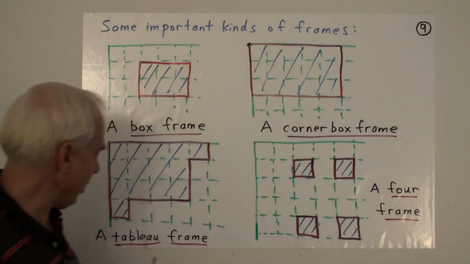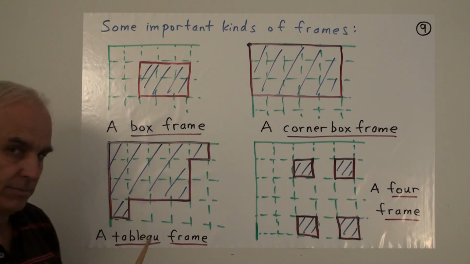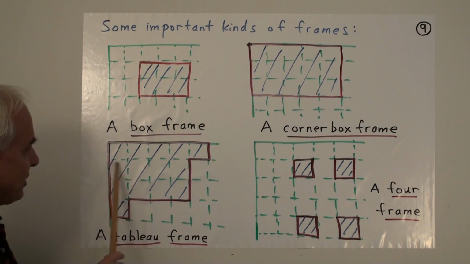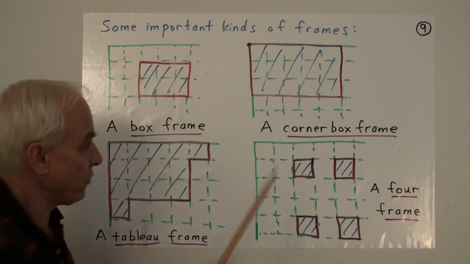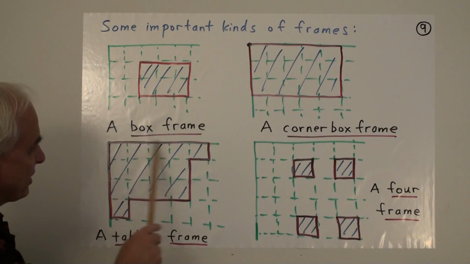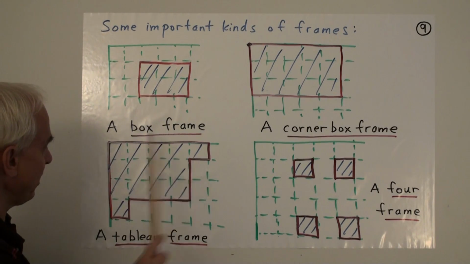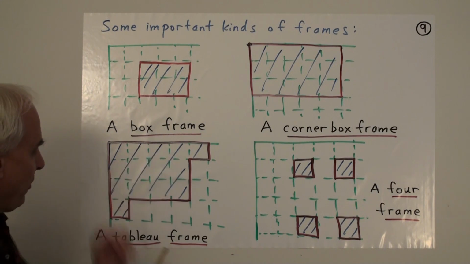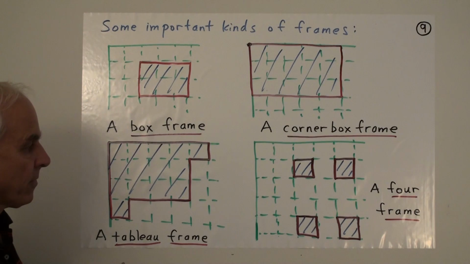So for example, a somewhat more advanced topic, this is a tableau frame. It's like a corner box frame, but there's a union of them. So it's by definition a union of corner box frames. So it's something that sort of wanders around like this. You can see there's one corner box there, and one there, and one there. Together they form this frame, which we could call a tableau or tableau frame.